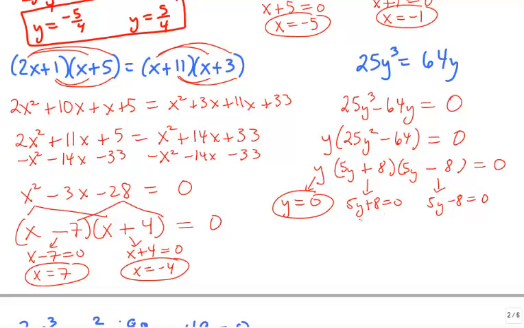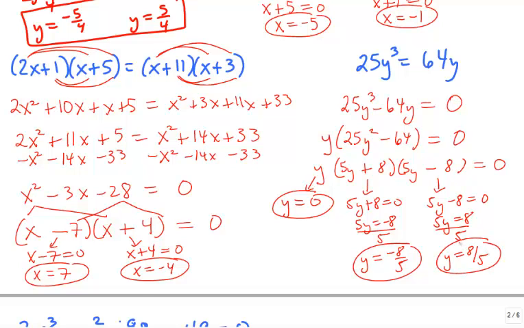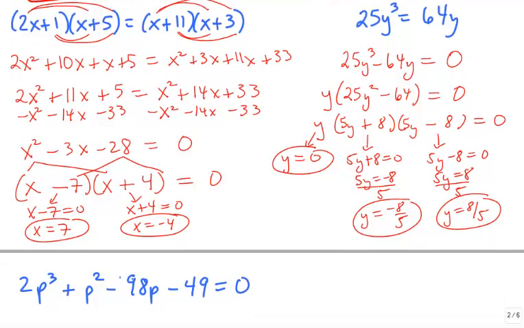If I solve this one, I'm going to have to subtract the 8 and then divide by 5. So a second solution is negative 8/5. And for the third one, I'm going to add the 8 and divide by 5. So my third solution would be 8/5. So there are all three of my solutions.